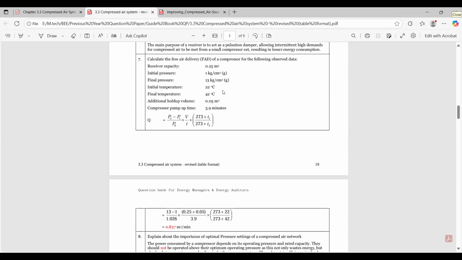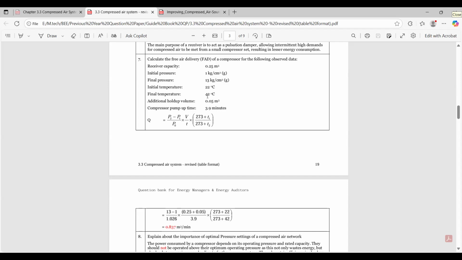Compressor calculation. Receiver capacity is given as 0.25 meter cube. Initial pressure is 1 kg. Final pressure is 13 kg. Initial temperature 22, final temperature is 42. Additional hold-up volume is 0.05. Compressor pump-up time is 3.9 minutes. Calculate the free air delivery.